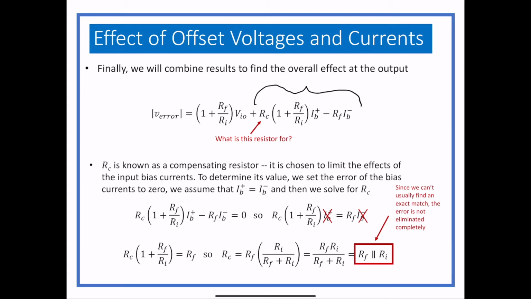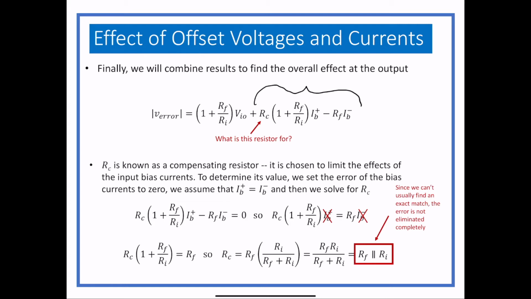So because we made the assumption that the bias currents were equal, and because we can't find exactly the right resistor, there still will be error, but it will be minimized as much as possible. So that is why that resistor appears there. It seems to have no use when you're analyzing the circuit, but it's there to prevent error. It's not there to actually affect the outer part of the circuit that we're building that has gain and all that.